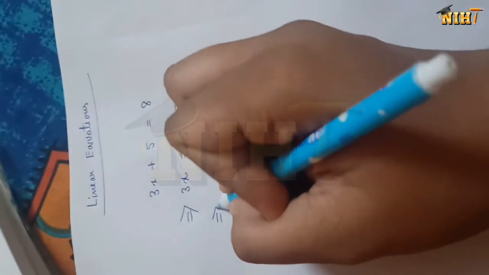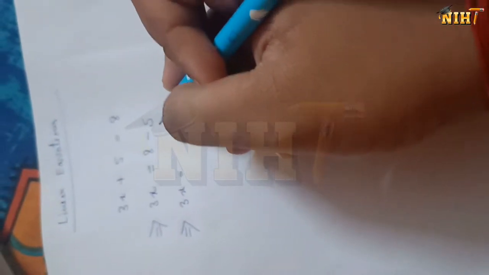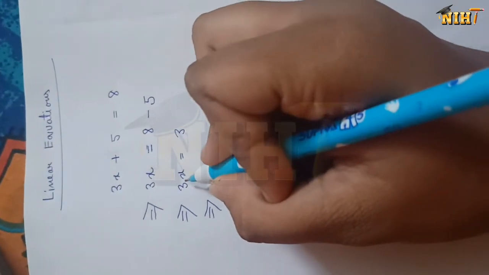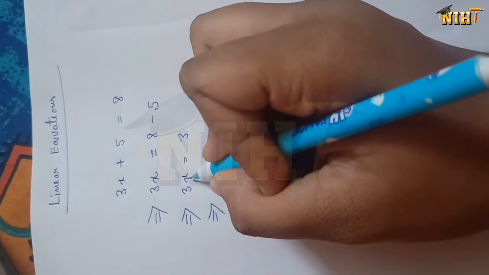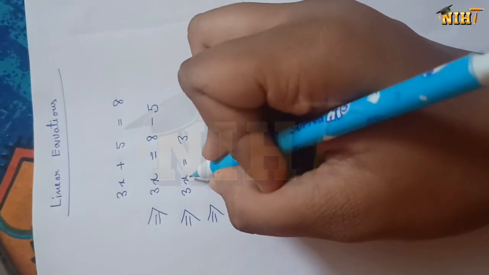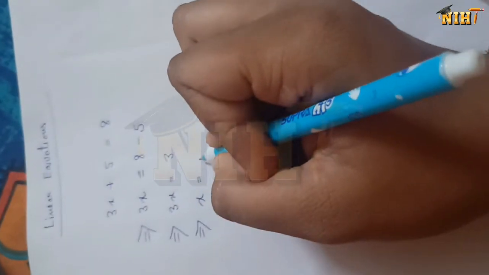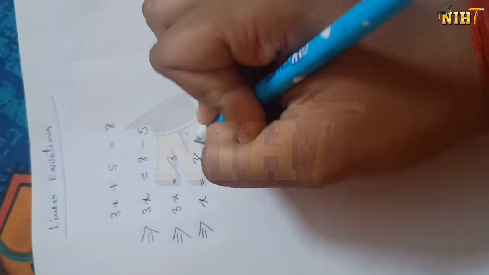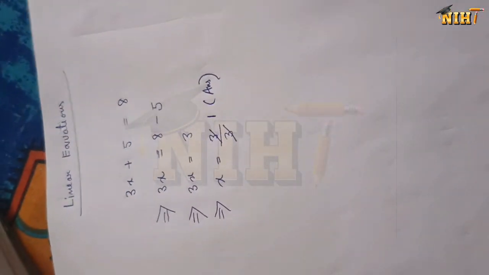So what will be our answer? 3x is equal to 8 minus 5, which is 3. Now x is equal to, now always remember, 3x is 3 into x. So when there is multiplication, the value will go to the denominator, meaning 3 by 3. 3 ones are 3. Okay, is it clear?